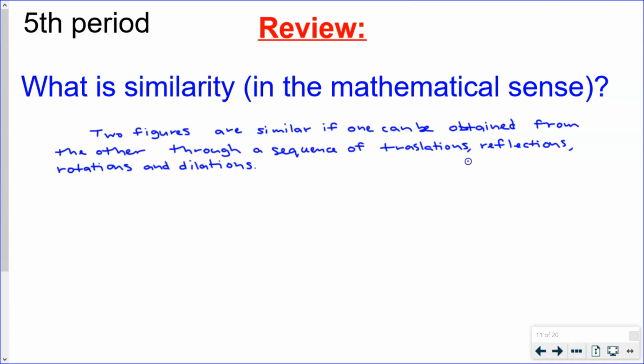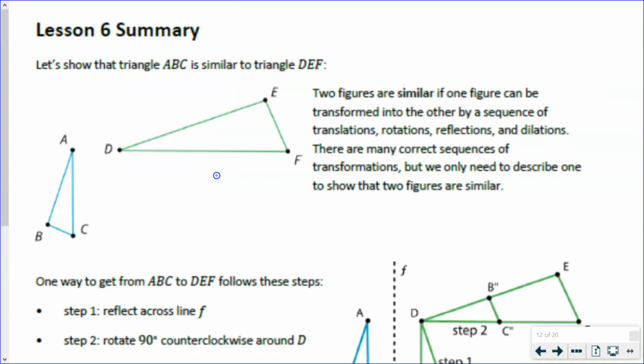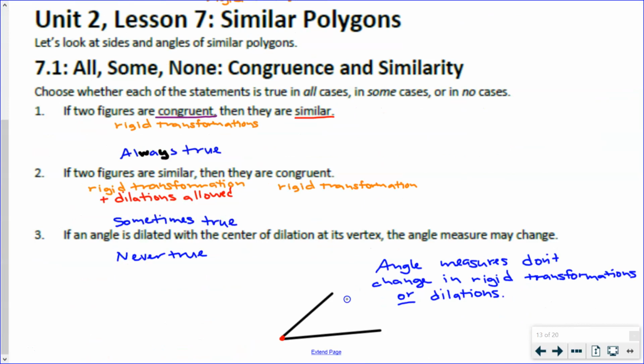If I translate an object, is the angle measure going to change? No. What if I reflect an object? Is the angle measure going to change? No. What if I rotate an object? Is the angle measure going to change? What about if I dilate an object? Is the angle measure going to change? You all told me right here that the answer was no. Remember how we wrote that down? Angle measures don't change in rigid transformations or dilation.